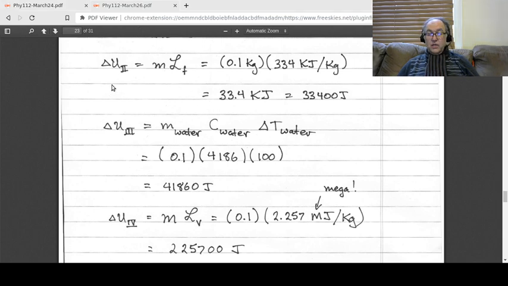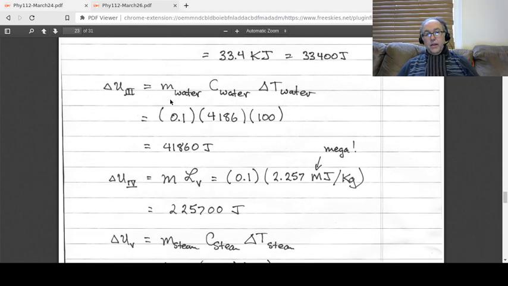ice at 0 degrees Celsius, and we want to turn it to water at 0 degrees Celsius. That's a phase transition. So you use the mass times the latent heat of fusion. The mass, well, that's going to stay the same throughout the problem. It's 0.1 kilograms. Latent heat of fusion, above, I gave it to you. It's 334 kilojoules per kilogram, and that works out to 33.4 kilojoules or 33,400 joules.